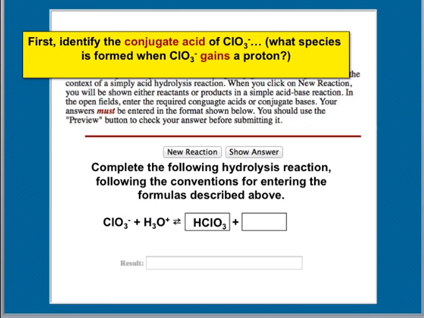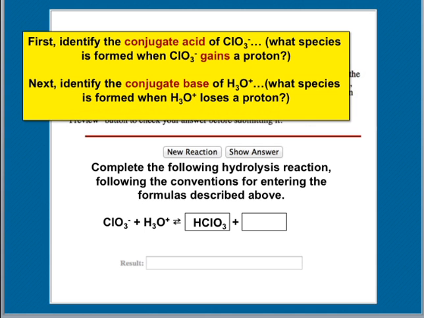On this half, hydronium is donating its proton. Once it donates it, what do you get? H2O. That's right, just plain old water. Hydronium donates proton to chlorate, HClO3. Water loses its proton, so it's simply water.